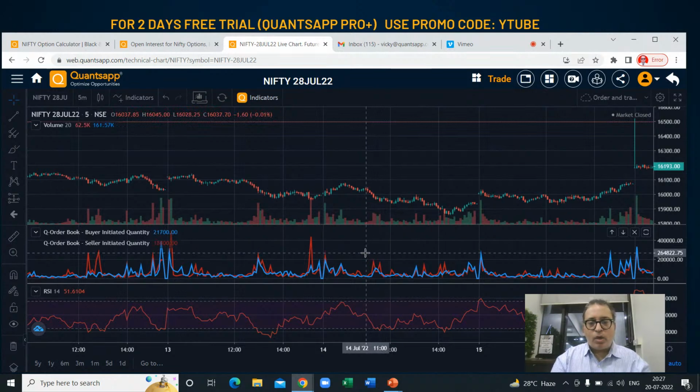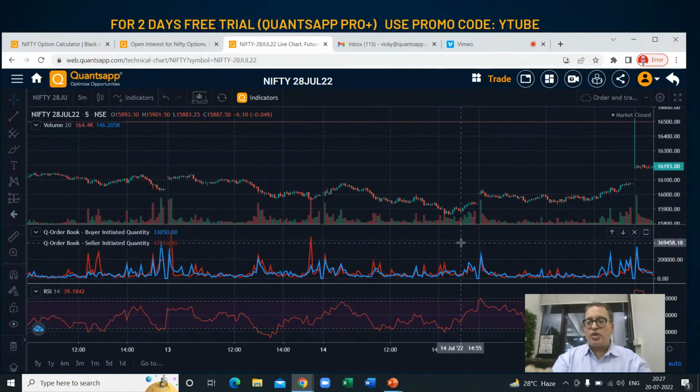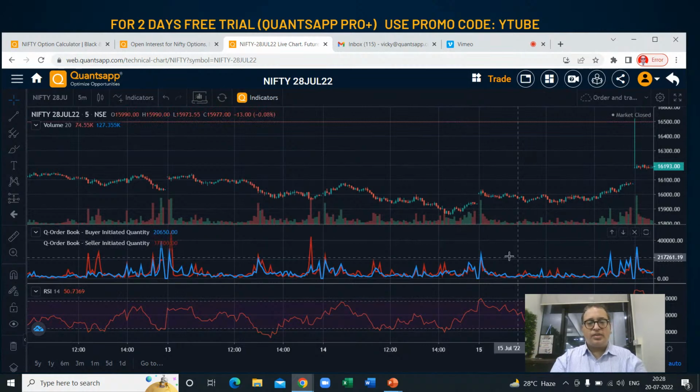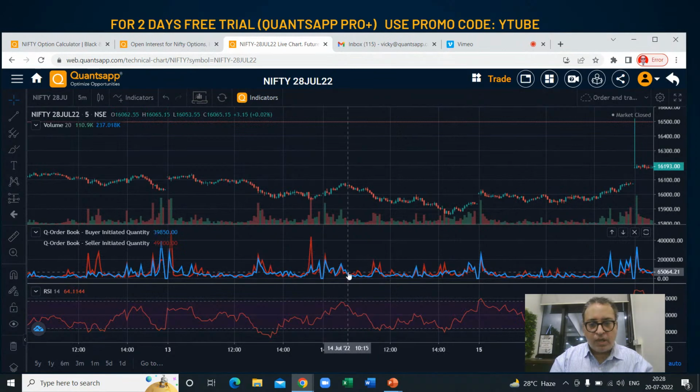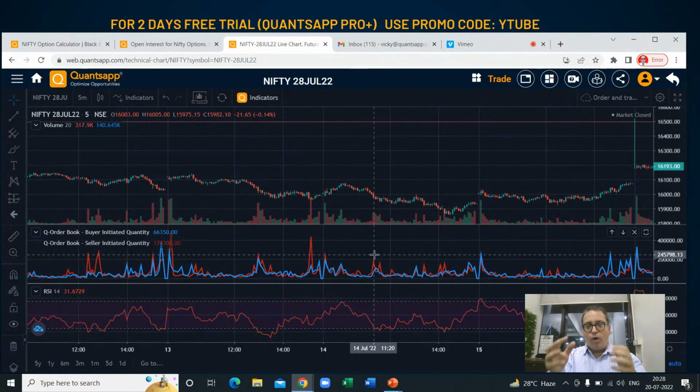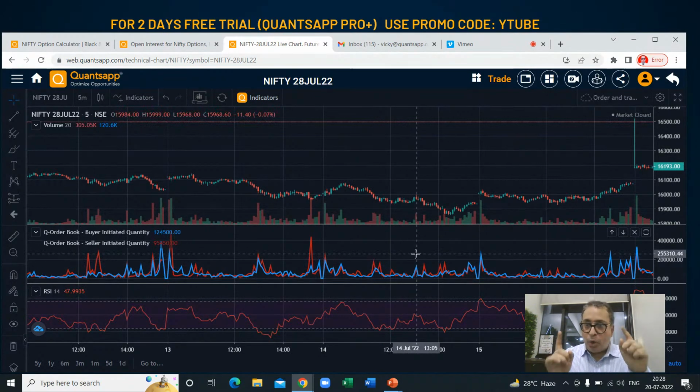So seller initiated quantity is marked in red, and the buyer initiated quantity is marked in blue. Clearly, you're seeing spikes of red being larger than blue. I have mapped both the graphs on one panel with one scale on the right hand side. So that enables us to read it carefully. Clearly, the red is reigning supreme initially. So that's what at 2 o'clock you can study these parameters as to how the behavior has been of the price action, and clearly, you can go long puts at this juncture with the appropriate stop loss.